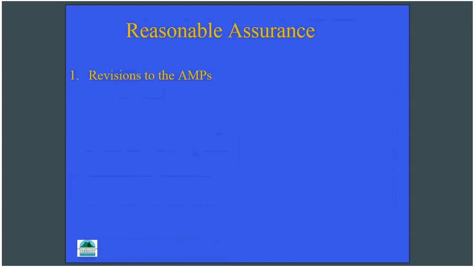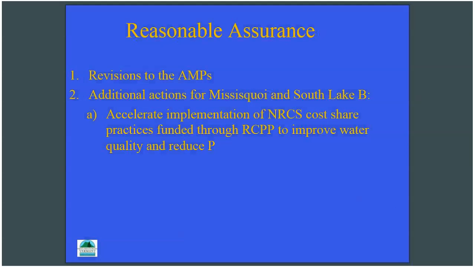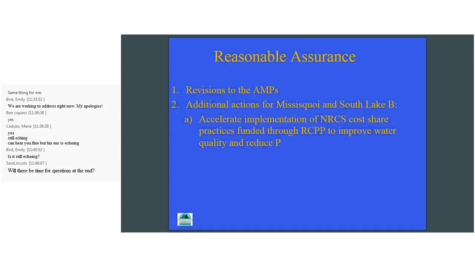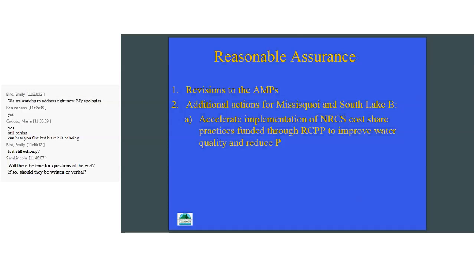Additional actions for the Missisquoi and the South Lake B include accelerating the implementation of NRCS, the Natural Resources Conservation Service, cost share practices that are going to be directed at forest water quality and are funded through the RCPP, the Regional Conservation Partnership Program, to improve water quality and reduce phosphorus within the Lake Champlain Basin. The specific practices that we're doing and will be doing include erosion control on forest trails and landings, improving permanent stream crossings, and replanting forest riparian areas and stabilizing critical areas.